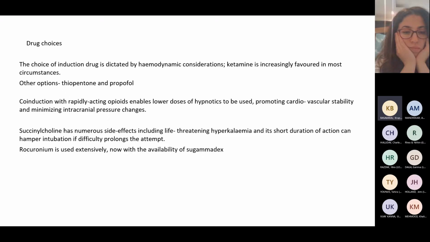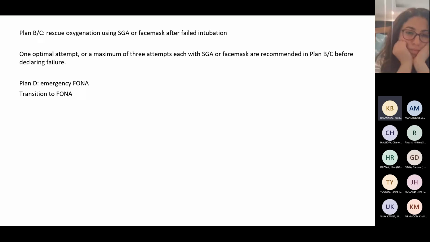Historically, succinylcholine has always been used, shorter acting, and it gives you an excellent muscle relaxant. These days, obviously, rocuronium is in place, and we have Sugammadex readily available to reverse it should the need be. We don't see why we need to be going back to using succinylcholine.